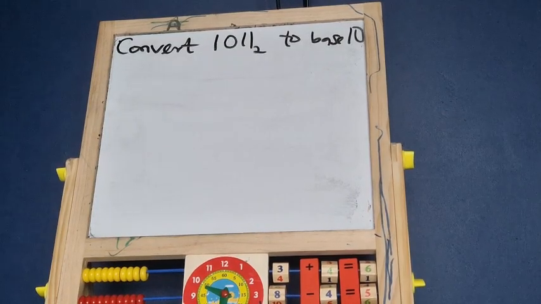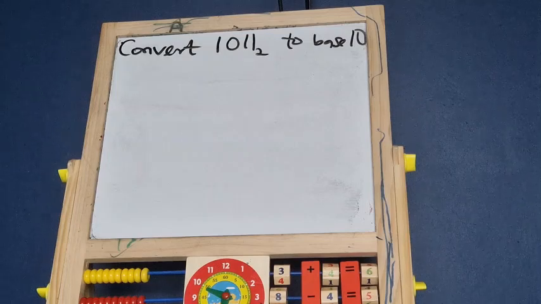Let's see an example. Convert 1011 in base 2 to base 10. For us to convert this, do not forget, the first thing we have to do is to do what? Write the digits with their powers. Let's first write it under each of these.